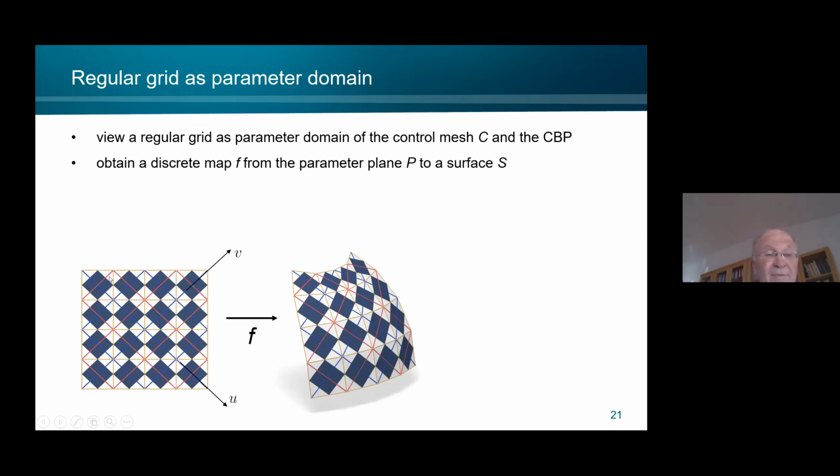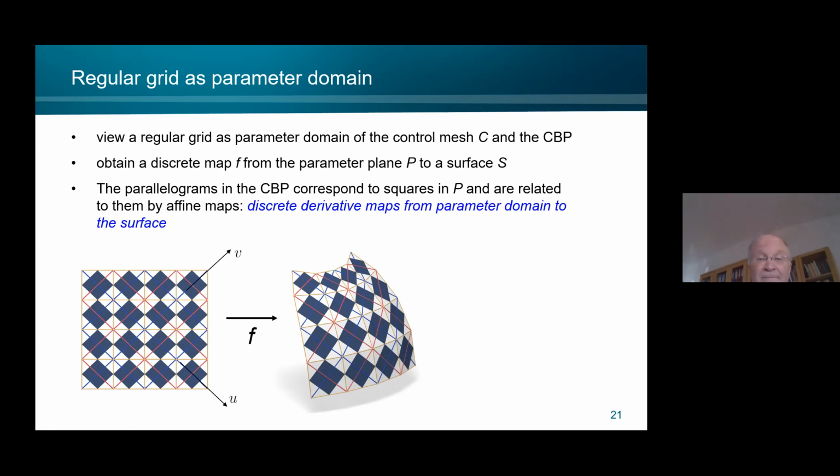A face here in the plane corresponds to a quad face in 3D. A square in the plane corresponds to a parallelogram in 3D. And this map from the square in 2D to the parallelogram in 3D is actually a discretization of this linear map, which I have been talking about before. So we have in these, I call them black faces, also they are dark blue here, between these corresponding faces, we have these derivative maps.